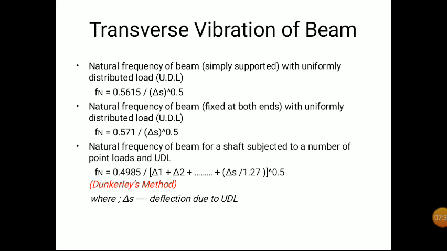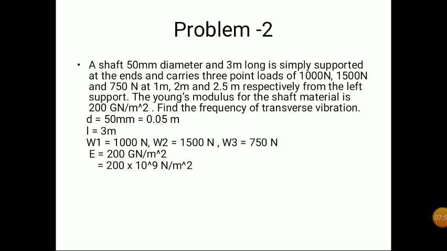Suppose in a case a shaft is subjected to a number of point loads only. That means if there is no UDL in the shaft, then delta S becomes 0. So the equation becomes Fn equal to 0.4985 by root of delta 1 plus delta 2 etc., raised to 0.5 only. Delta S disappears if there is no UDL. So next we are going to discuss a problem.